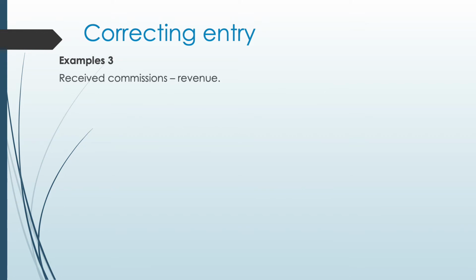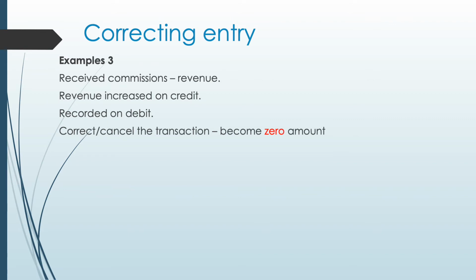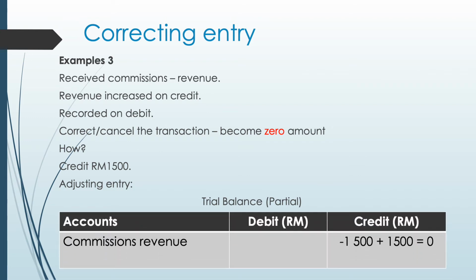Received commission is a revenue. Revenue increase on credit, recorded on debit. To correct or to cancel the transaction, we have to make the amount become zero. But how? By crediting another 1,500. Adjusting entry, trial balance partial, commission revenue minus 1,500 plus 1,500 to become zero.